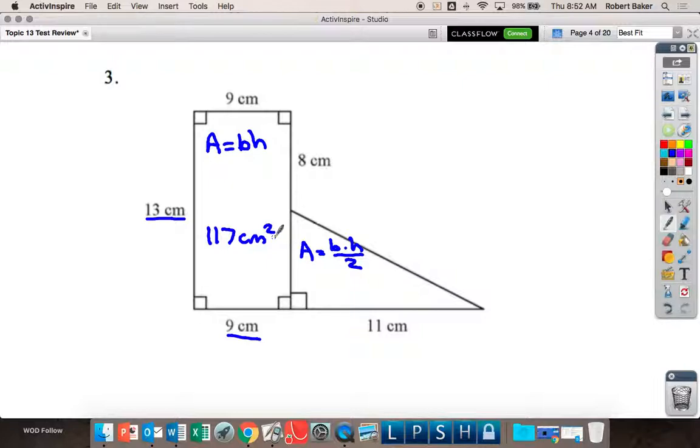Okay, now we need to find the area of the triangle, so you have to do a little bit of math here to figure out the height of this triangle. You already have a base. The height is 5 because this whole piece is 13, and you take 8 away, that height is 5. So now 5 and 8 make 13 on the right side. So it's base times height divided by 2, which is 27.5.